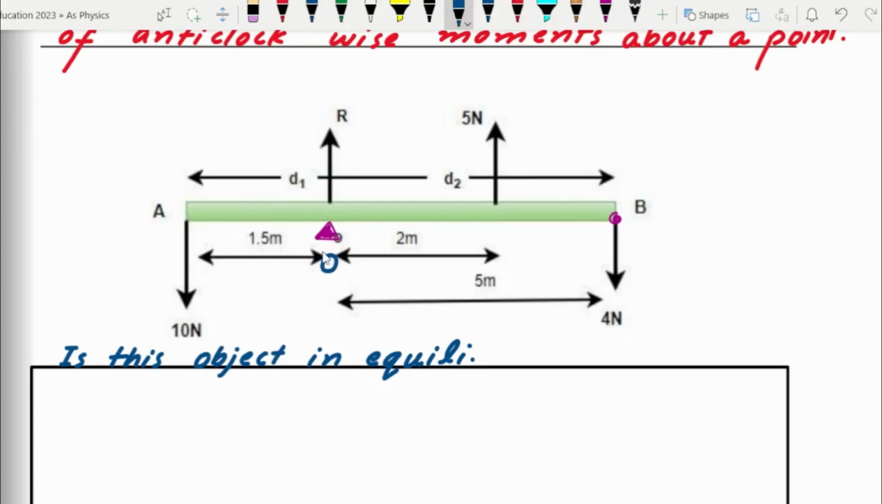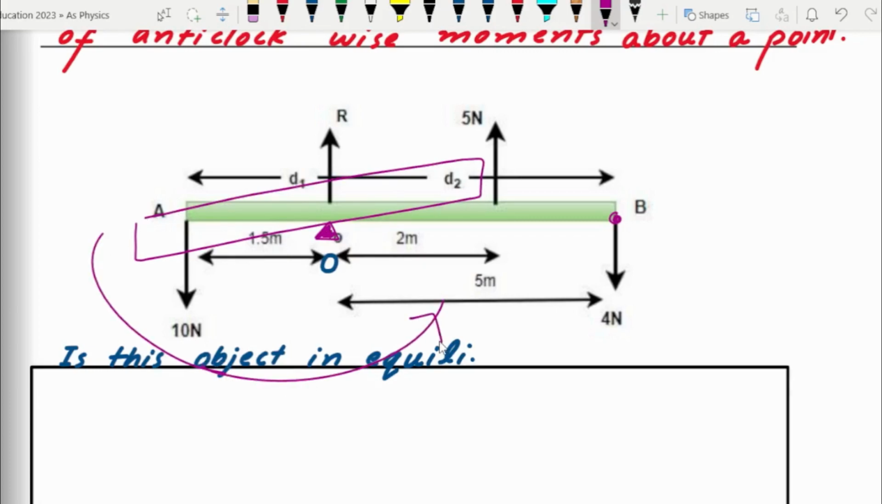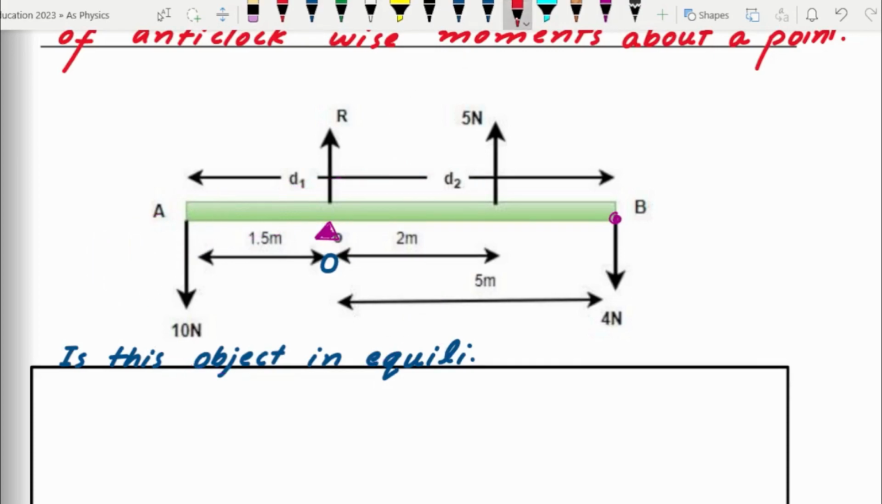This O is your pivot. So we are left with three forces. Let's check which forces will rotate this bar around the point O clockwise and which forces will rotate it anti-clockwise. See, it is held at the pivot at the point O. So the force of 10 Newton would bend the rod in this direction, something like this, which is anti-clockwise. So I write A next to it, because this force would produce an anti-clockwise moment.